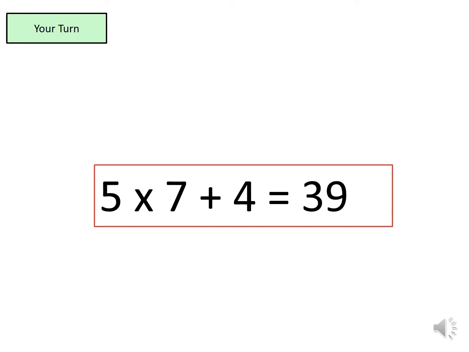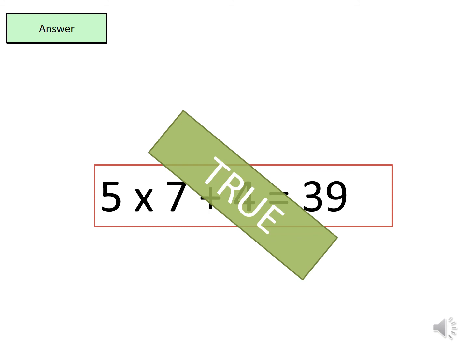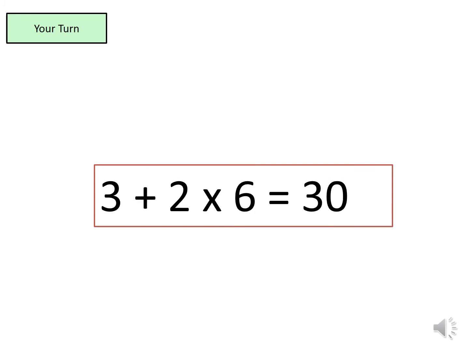Okay, we should have decided by now. So 5 times 7 plus 4, is that 39? It's true. We do the multiplication first. 5 times 7 is 35. Then we add the 4. That gives us 39. Now let's have a look at another one here. 3 plus 2 times 6. Is the answer 30, true or false? Pause the video now, figure it out, and we'll come back together with the answer.